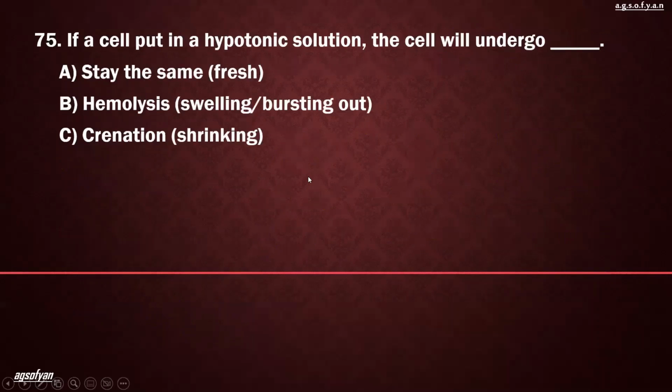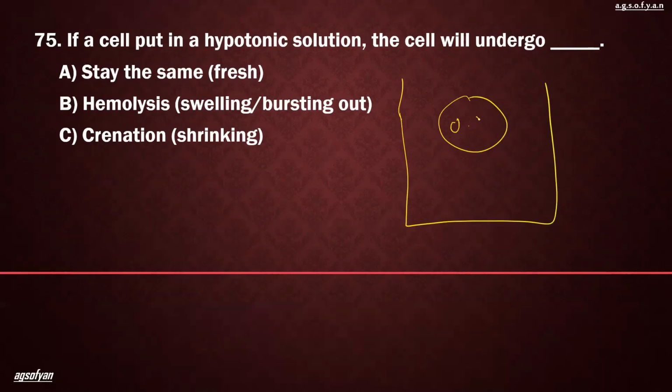If the cell is put in a hypotonic solution, what happens to the cell? Let's say the cell has 0.9% sodium chloride, and you put it in water that has 0% sodium chloride. What happens to the cell? Would it be C, would it shrink? Remember, the water will try to dissolve the sodium chloride. In the cell you have water, outside the cell you have water.